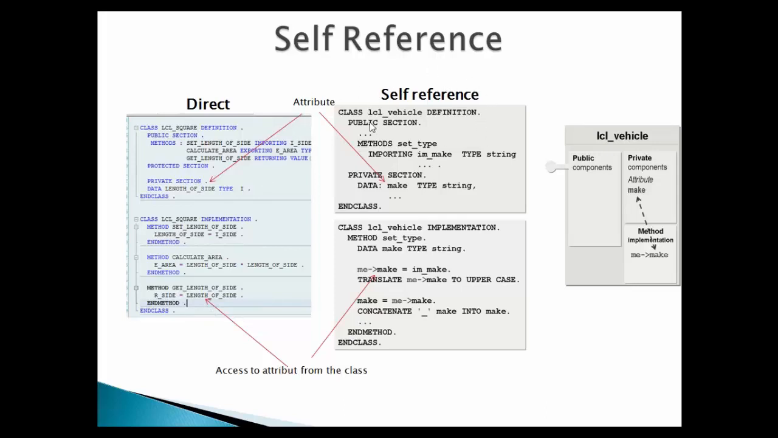Self-reference access is accessing the attributes by using additional syntax. For example, in class LCL vehicle, there is a private attribute make, and then in method setType, there is a local data declaration with the same name, make. And if we want to access private attribute make of class LCL vehicle, so we have to use self-reference access by using syntax me, arrow symbol, and then attribute name.